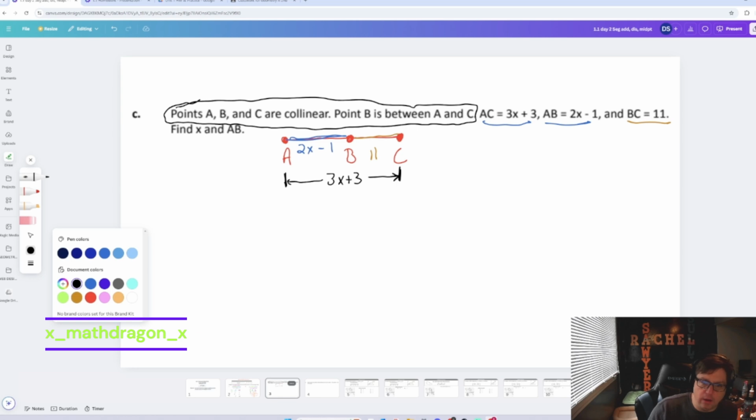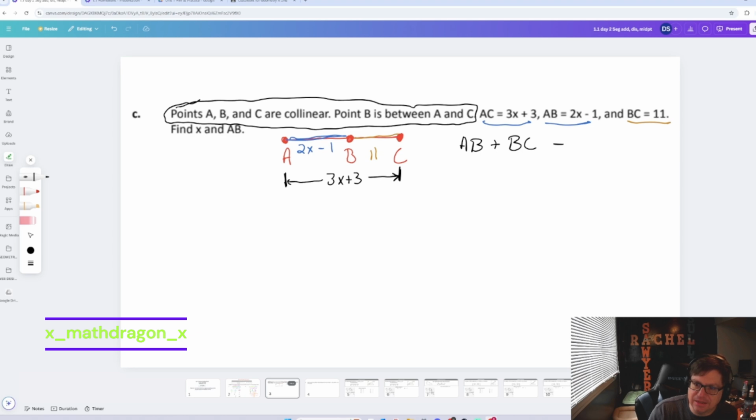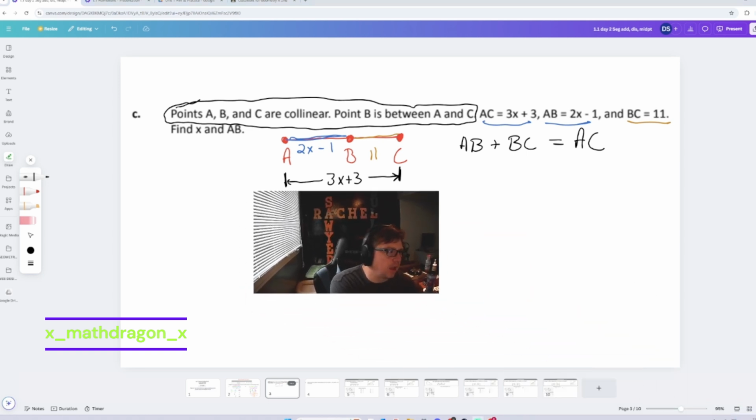So when we write our piece plus a piece equals the whole thing, we're going to start with the first piece. A to B plus B to C equals A to C. The first piece plus the second piece equals the whole thing. Okay? And if I were to do this, I would say the first piece right there plus the second piece right there equals the whole thing.